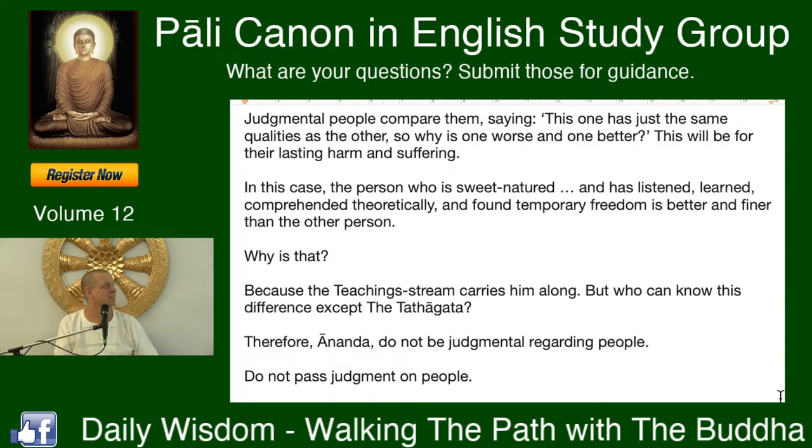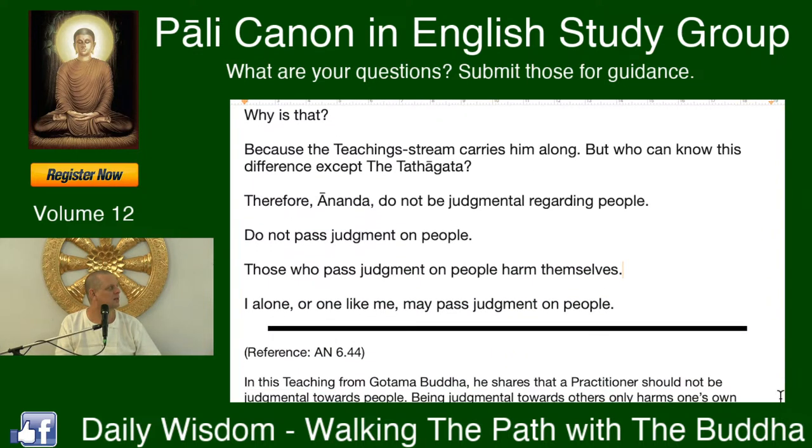In this case, a person who is sweet natured and has recently learned, comprehended theoretically, and found temporary freedom is better and finer than the other person. Why is that? Because the teaching's stream carries him along. But who can know this, except the Tathagata?